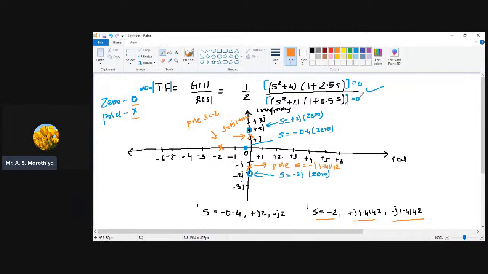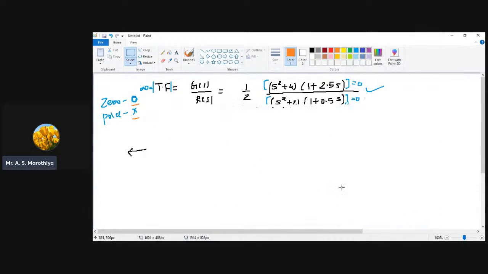Then the third objective of this numerical is that we need to calculate the magnitude of this particular system corresponding to some complex frequency. So our objective is to find the magnitude of the transfer function corresponding to a given complex frequency. The complex frequency given to us is S equals 2. That means at S equals 2, we need to find the magnitude of this system. Again, it is very simple. To find the value of the transfer function at S equals 2, we simply replace S in this equation by 2 and solve for TF.